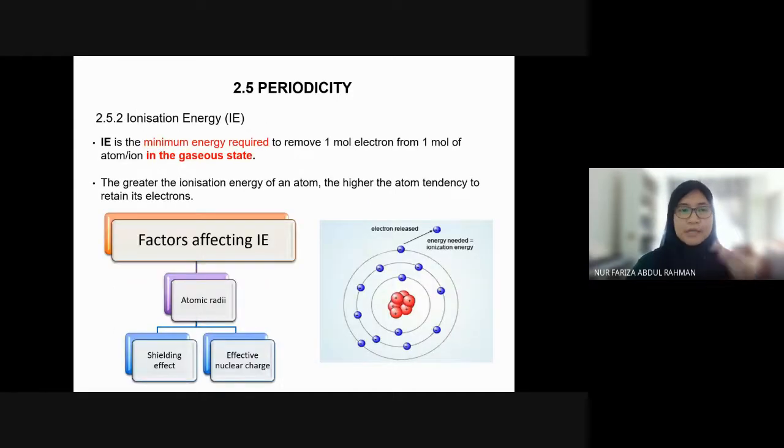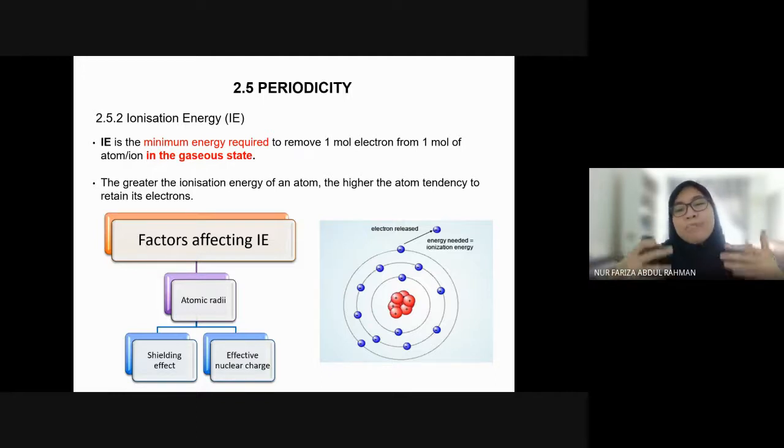Okay. So what is IE? Ionization energy. Energy to ionize. Okay, energy needed to ionize. So that is in short. Okay, so we know that ionize means energy needed to remove electron in order for the atom to become ion. Okay, in simpler way to describe ionization energy or IE.